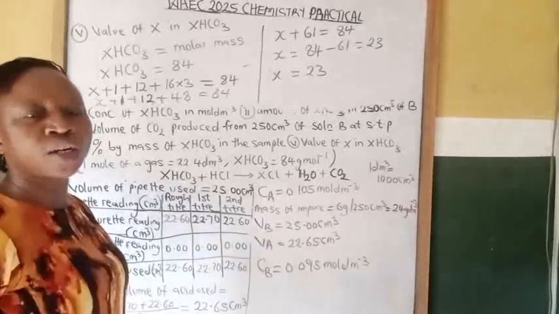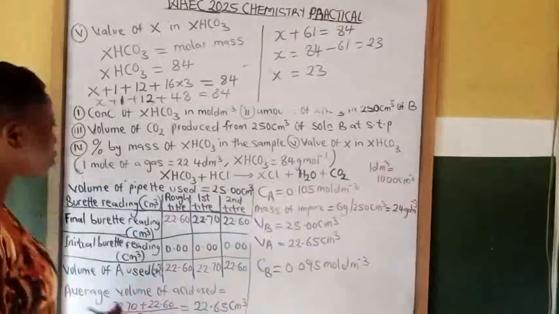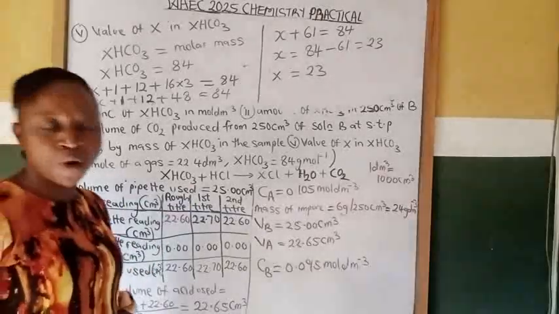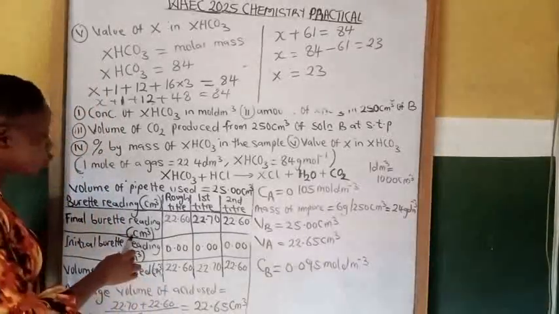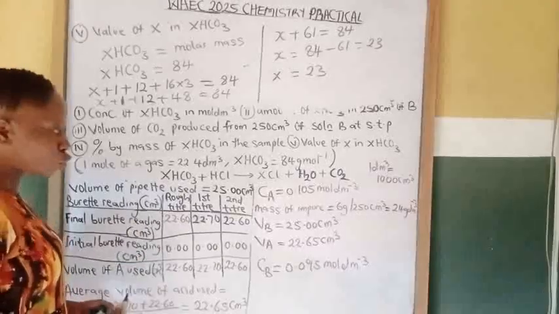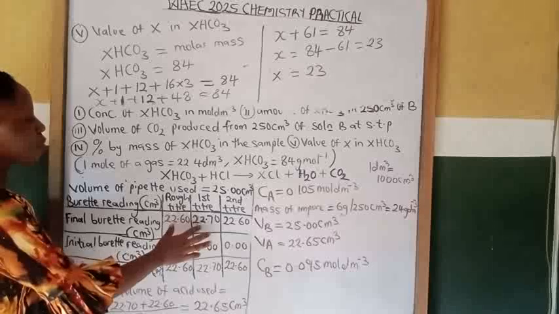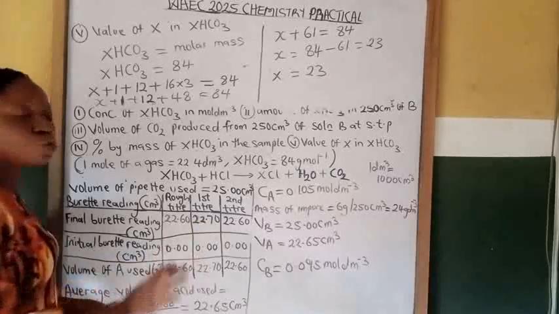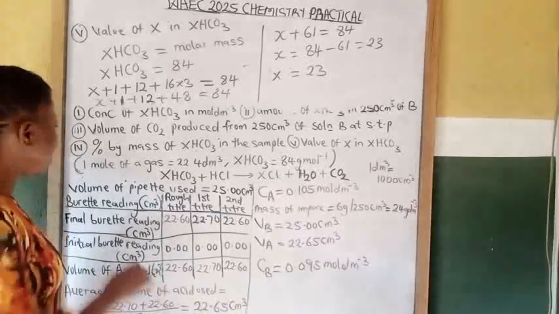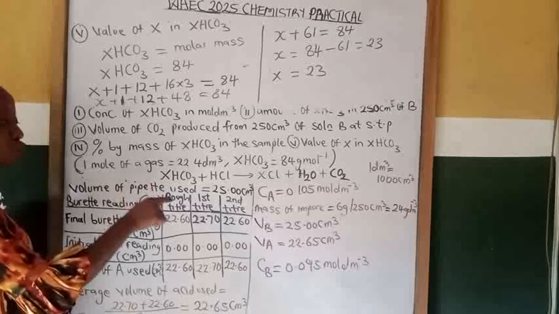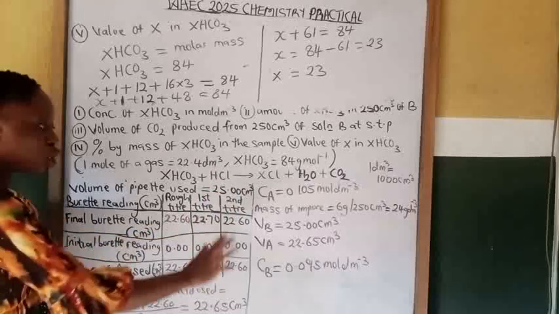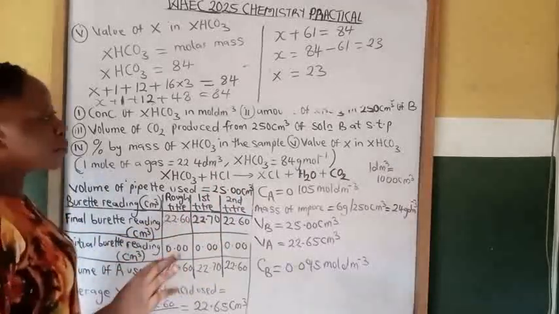So make sure you follow all the necessary rules and regulations. Don't cancel your table. Cancellation of table is -4. Then failure to put your unit is -2. Then ensure that your table, that is your burette reading, is in 2 decimal places. All your values must be in 2 decimal places. Then don't forget to write the volume of your pipette used, in centimeter cube.